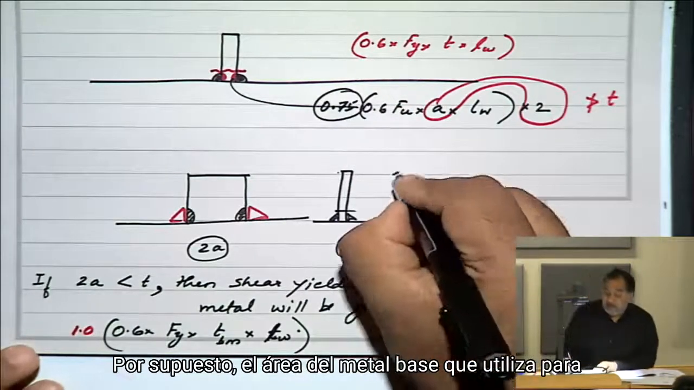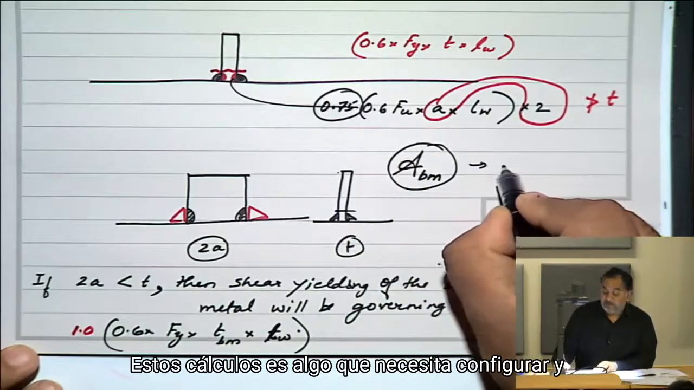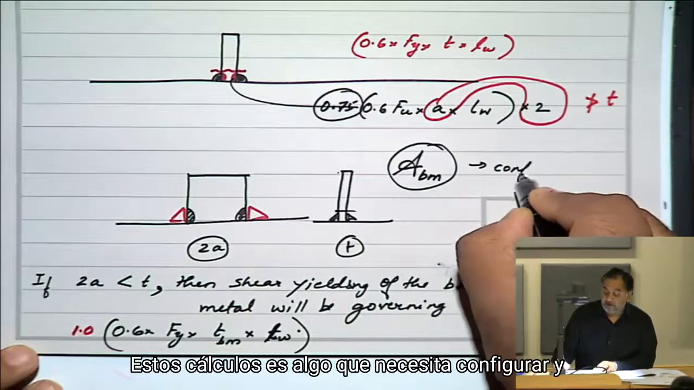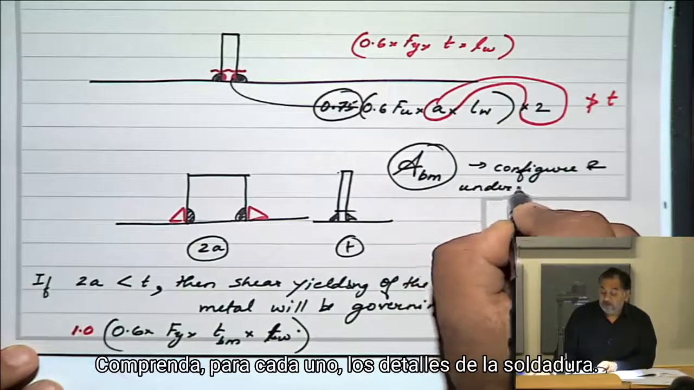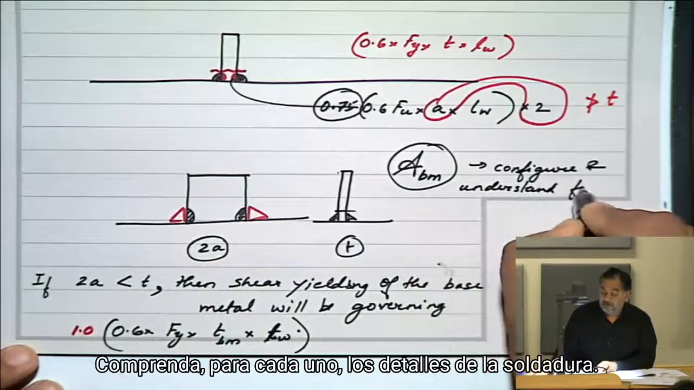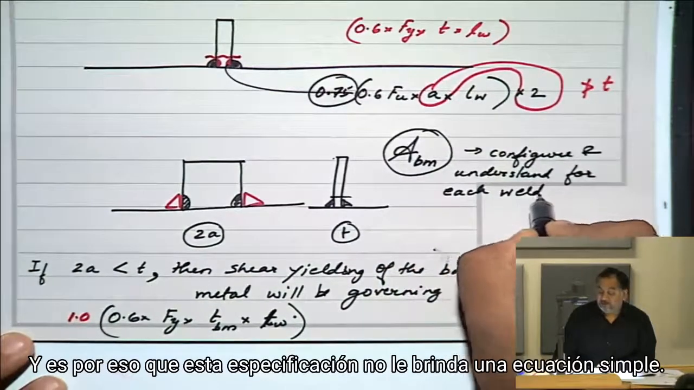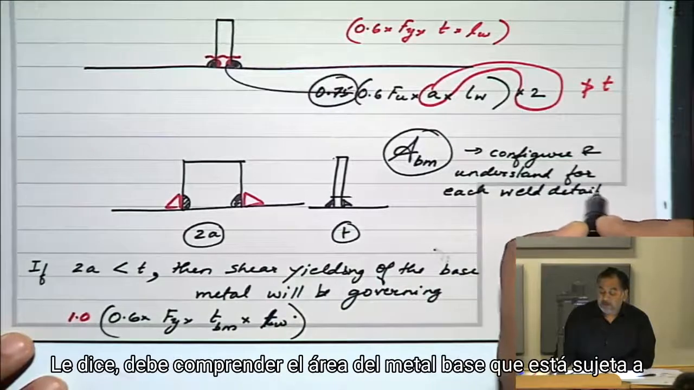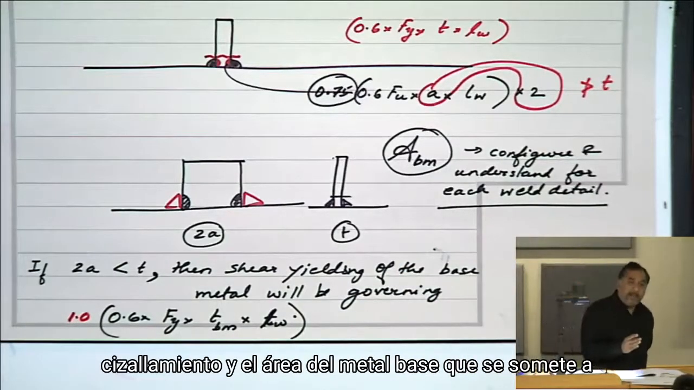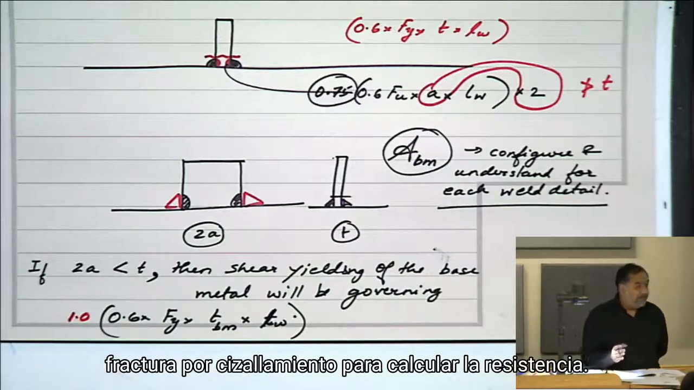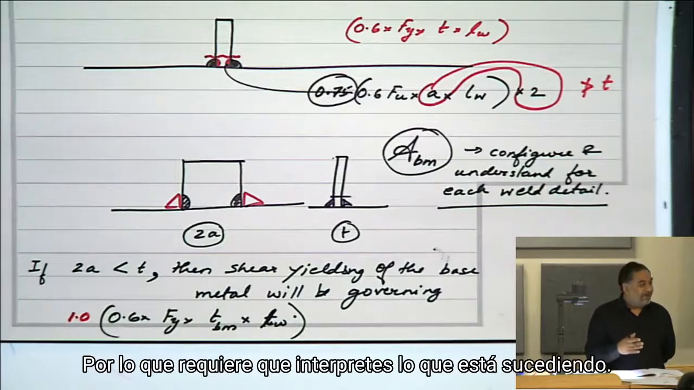Of course, the area of the base metal that you use for these calculations is something that you need to configure and understand for each weld detail. And that's why the specification doesn't give you a simple equation. It tells you you need to understand the area of the base metal that is subjected to shear yielding and the area of the base metal that is subjected to shear fracture in order to calculate the strength. So it requires you to interpret what's going on.